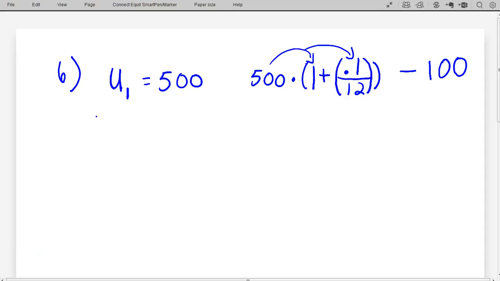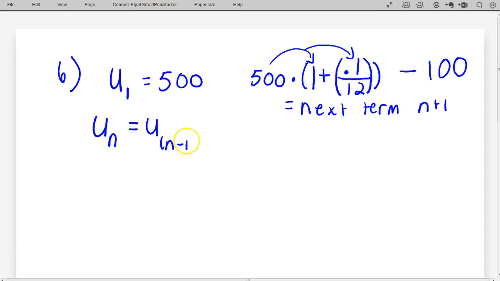So to find any n value, this is going to give us our next term, or the n plus 1 value. To find the n value, you have to take the n minus 1 value. So instead of 500, we're going to put our u sub n minus 1, whatever the answer was, but then we're just going to do the same thing to it.